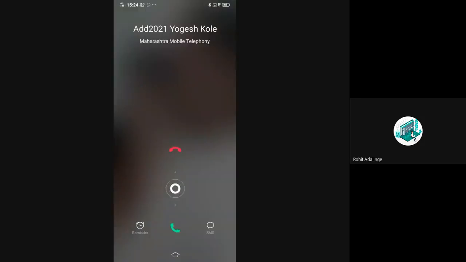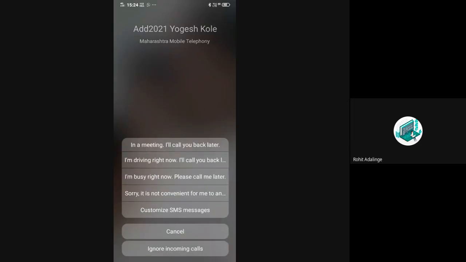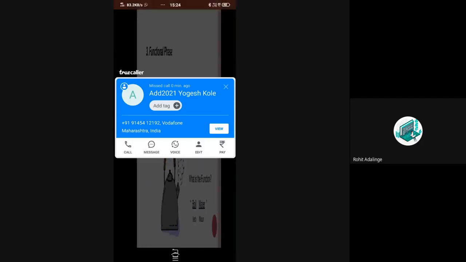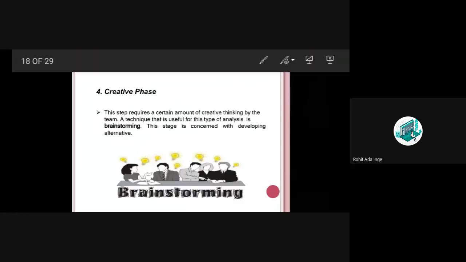Okay. The next one is the creative phase, or speculation phase. The fourth one is the creative or speculation phase.